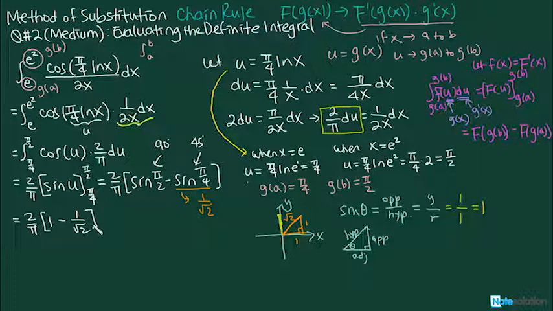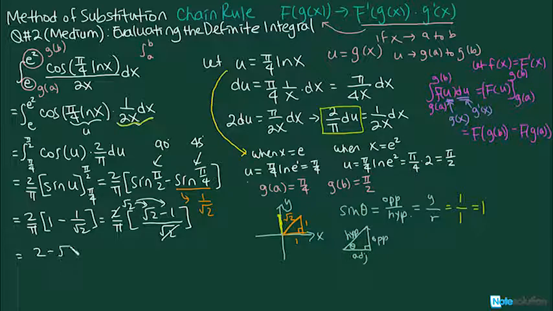So simplifying that gives 2 over pi times root 2 over root 2 minus 1. The root 2 can cancel out and we've got root 2 left. This will be 2, and when you use the distributive property and multiply those two, we will get 2 minus root 2 over pi. And that is our very final answer.